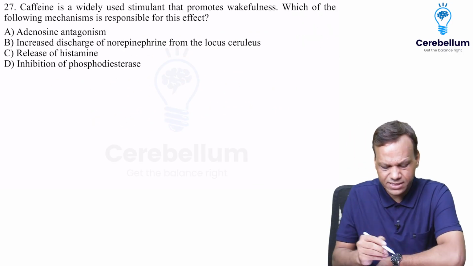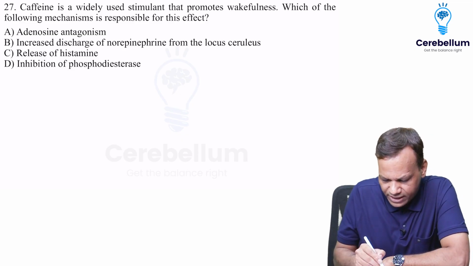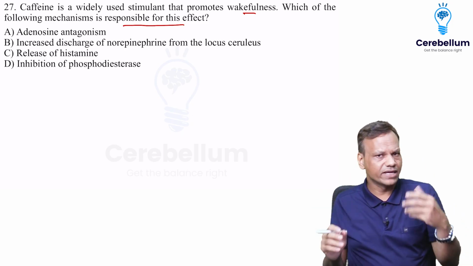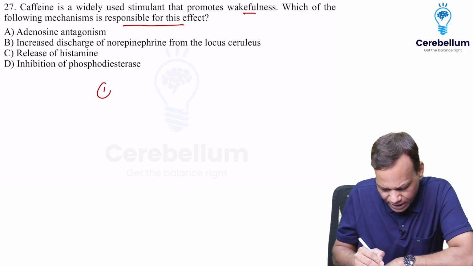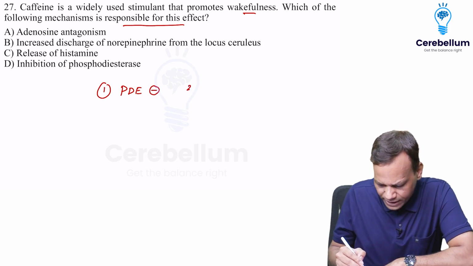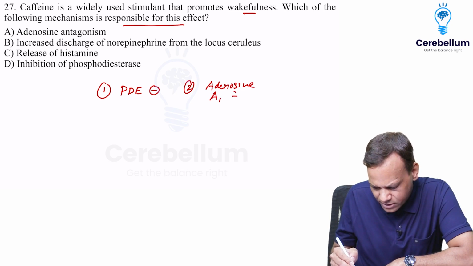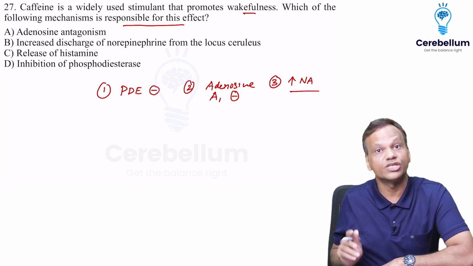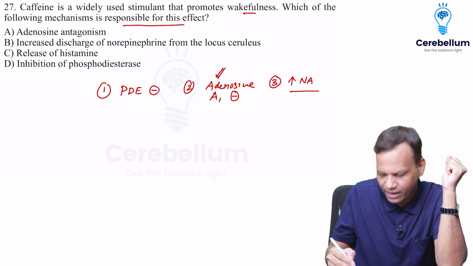Okay. Next is, caffeine is a widely used stimulant. How does it produce wakefulness? We know caffeine, like theophylline, has three prominent mechanisms. One, it inhibits the phosphodiesterase enzyme. Number two, it is an adenosine antagonist, an adenosine A1 receptor antagonist. And number three, it also releases norepinephrine from the locus coeruleus. Now, how does it maintain wakefulness?